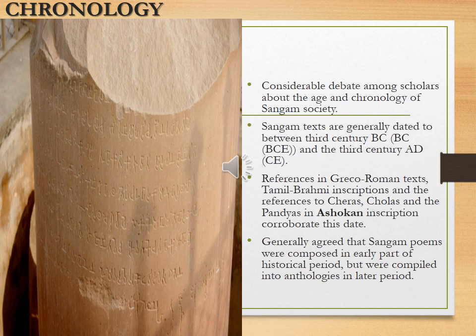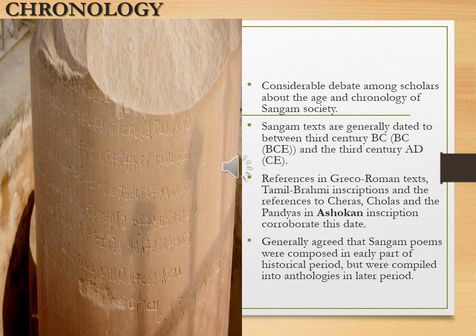The Sangam texts are generally dated to between the 3rd century BC and the 3rd century AD. Because of the latest technology in archaeological excavation, it was found that the Sangam texts are generally dated between the 3rd century BC and the 3rd century AD. There is a lot of argument between the scholars about the age of the Sangam text and also the Sangam society.